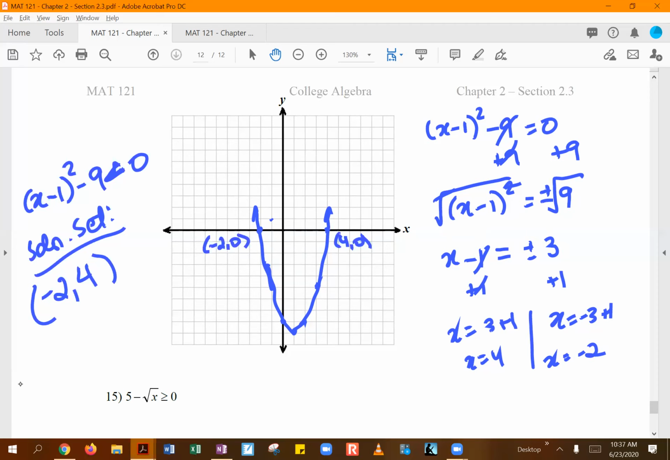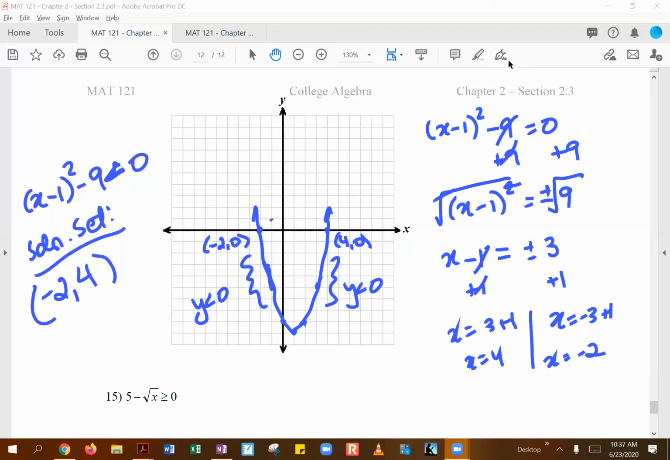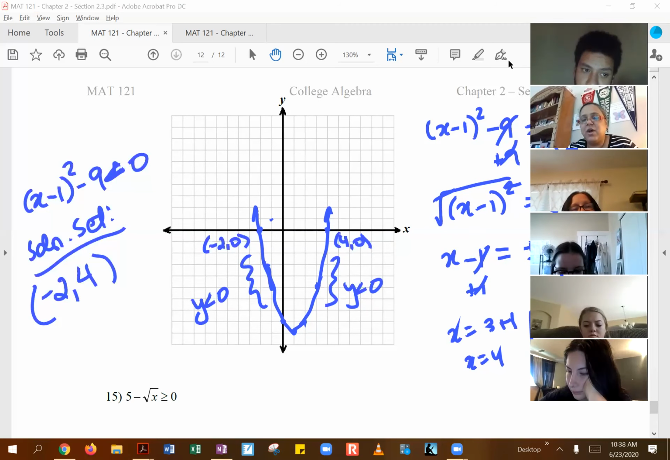Since we know this is the area where our y values are going to be less than 0, that's going to stay between -2 and 4. Those are the only x values that we can actually use in our solution set. So that's actually how you use your graph in this case: you have to see which part of your graph falls below the x-axis, and that is the area where your y is going to be negative, or less than 0. So that's actually how the graphing comes into play.